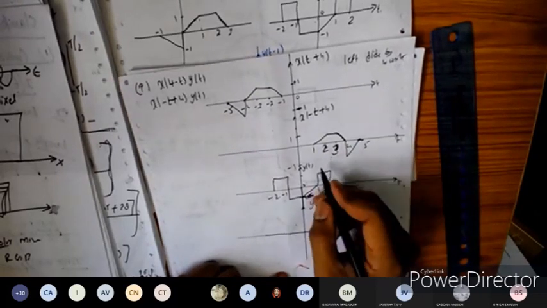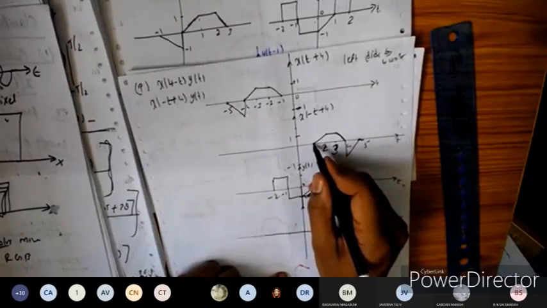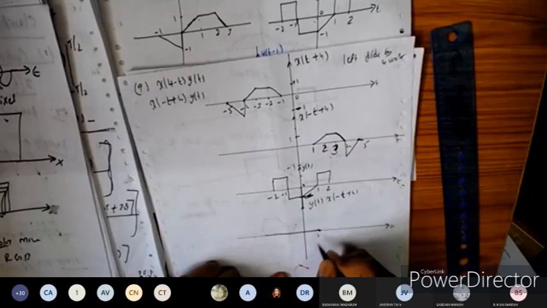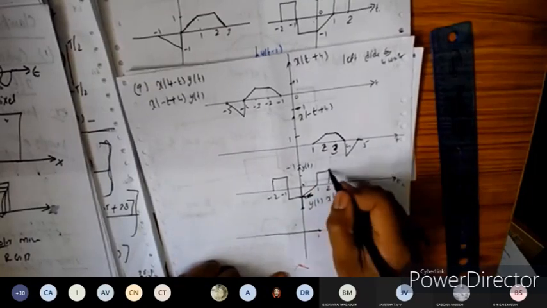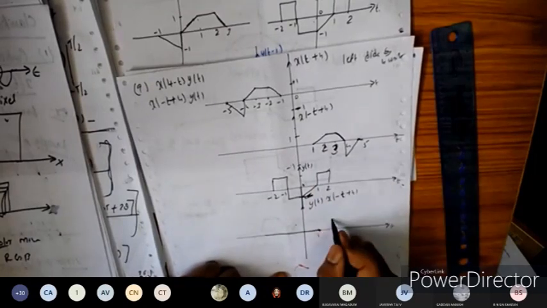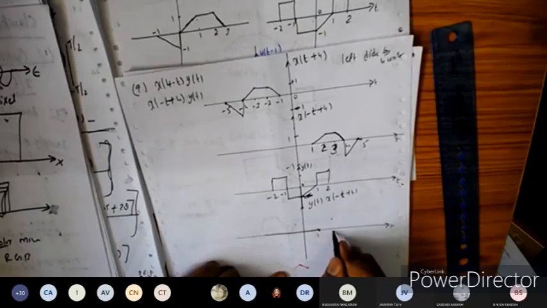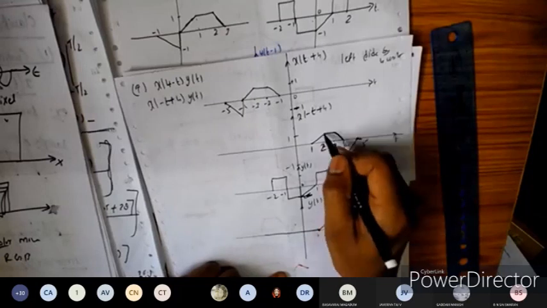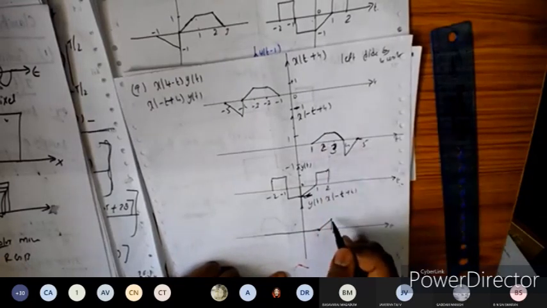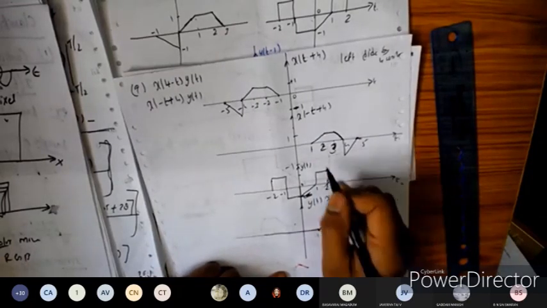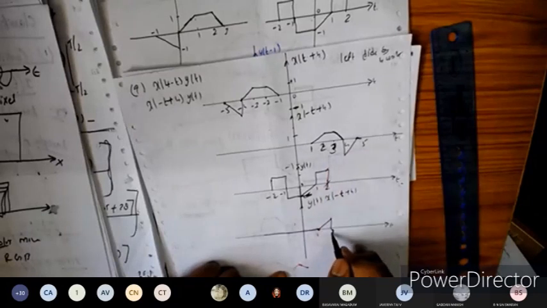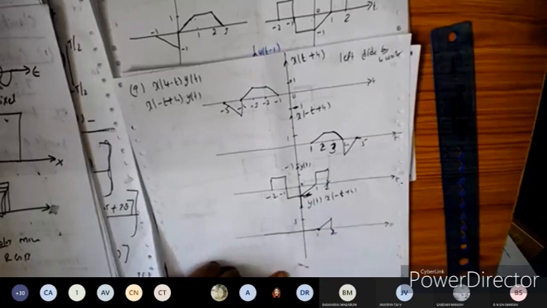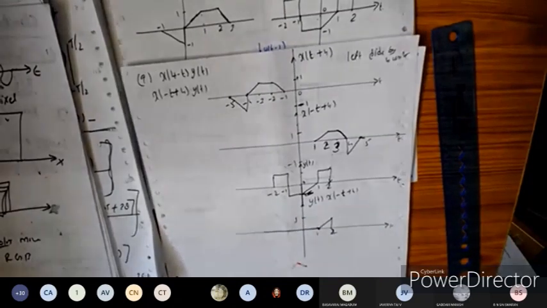Next, at t equal to 1, it is 0. At t greater than 1, it is 1 here. So 0 multiplied by 1 will be 0 only. Next, at t less than 2, it is 1 here. So the waveform will be like this. For t less than 2, it is 1. 1 multiplied by 1 will be 1 here. At t exactly equal to 2, it is 0. At t exactly equal to 2, it is 1. So 0 multiplied by 1 will be 0 here. So this is the product waveform we will get here.